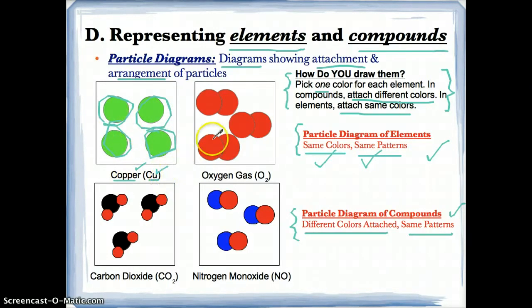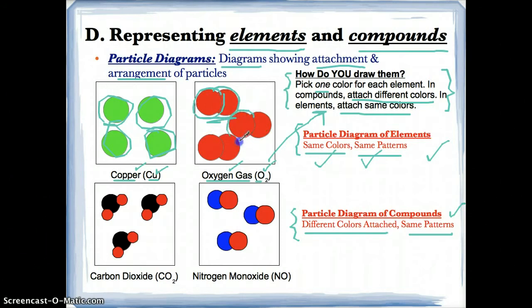Since we have the same colors, green, and the same patterns, one green sphere each, we know that copper is an element. For oxygen gas or O2, I know it's an element because there's one capital letter, capital O, and oxygen is a chemical name listed on Table S. How I represent O2 is I attach two of the same colors together, just like I saw in these instructions up here. So I'm going to say one atom of oxygen is a red sphere. So for O2, I'm going to attach two red spheres to one another, like so. So this is O2 for oxygen gas.